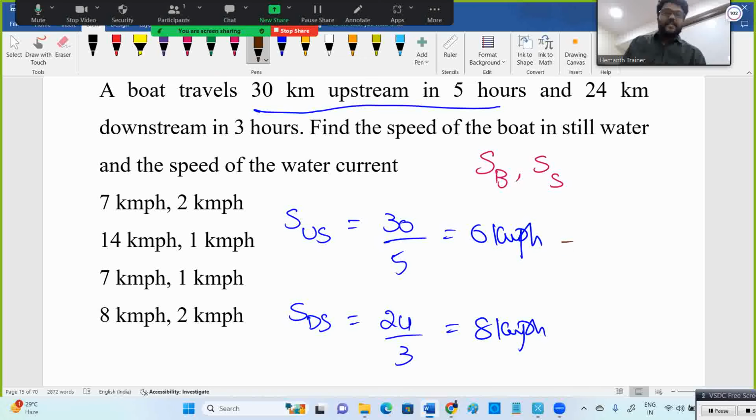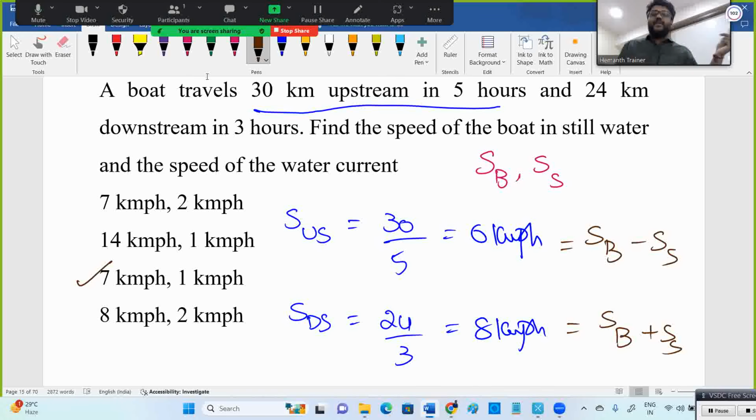This 6 is actually SB minus SS. This 8 is SB plus SS. That's why the option is C. Adding the speeds we need to get 8, subtracting we need to get 6. The only option that is satisfied is option C.